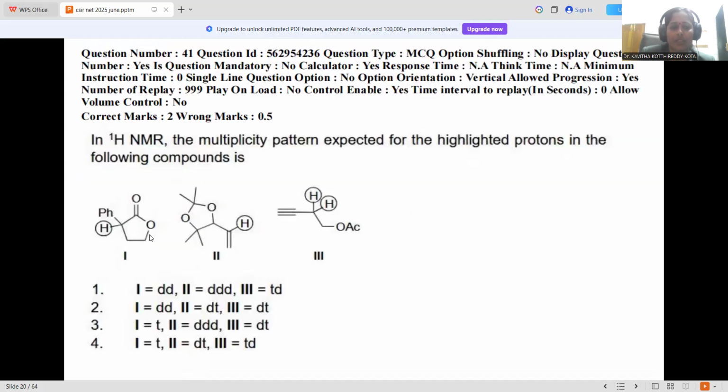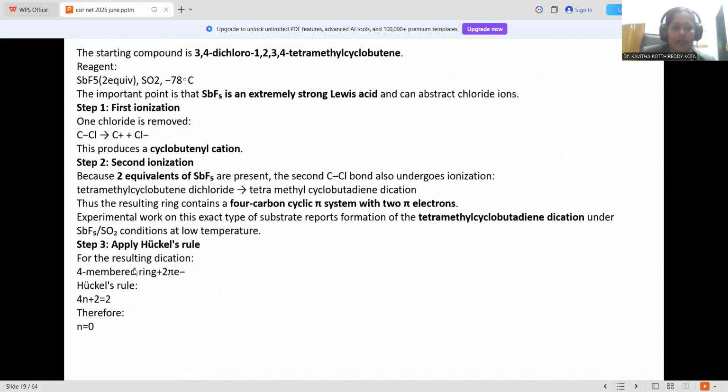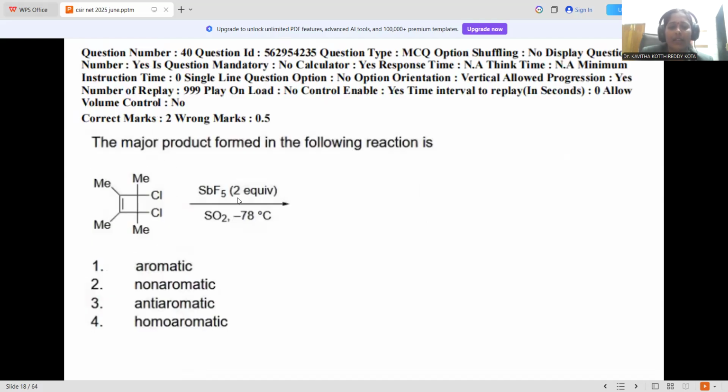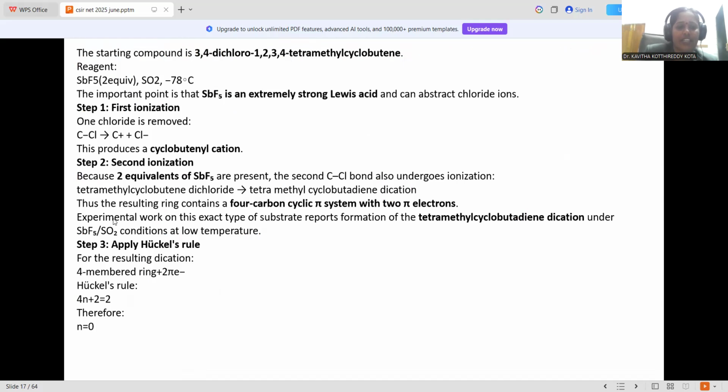Let me show that compound. So whenever chloride is departed from the system, a carbocation is originated. So ultimately two equivalents of strontium pentafluoride remove two chlorides, and there is a formation of a carbocation at position number 1 and position number 4 as well. So here it is said to be cyclobutene dicarbocation. Cyclobutene dicarbocation will be originated.